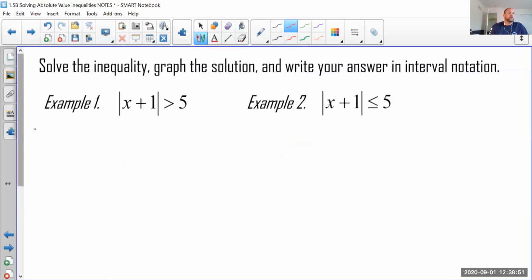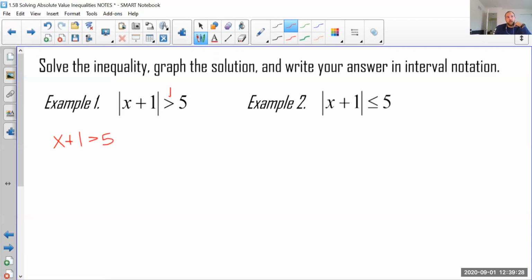All right, so first example here. It says absolute value of x plus 1 is greater than 5. So again, what that is saying is this right here is more than 5 units from 0. And the absolute value is already isolated, so I don't have to do anything there. Next, I'm going to set up my two different inequalities. One being positive, one being negative, and in the second one, the negative one, I'm going to flip the inequality sign. So I'm going to say x plus 1 is greater than 5.